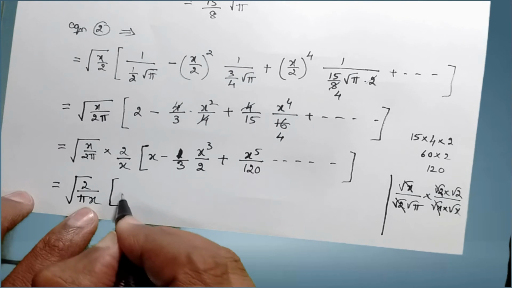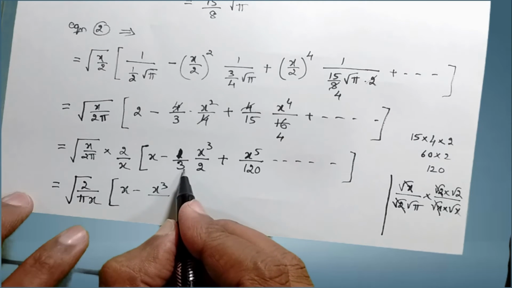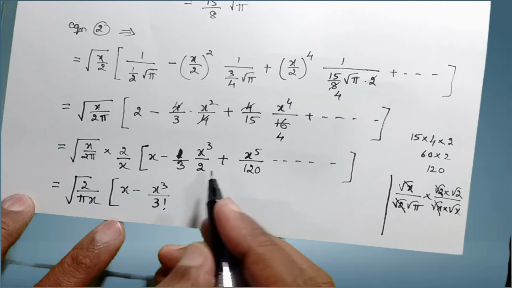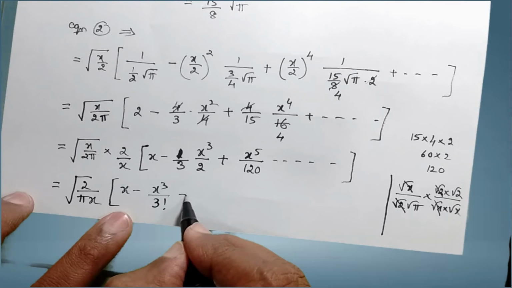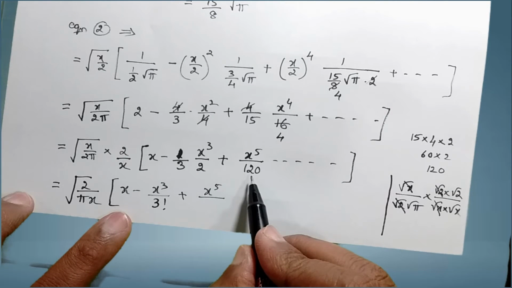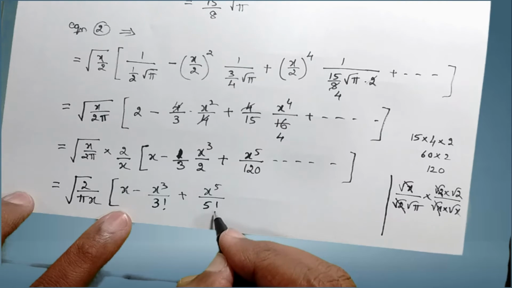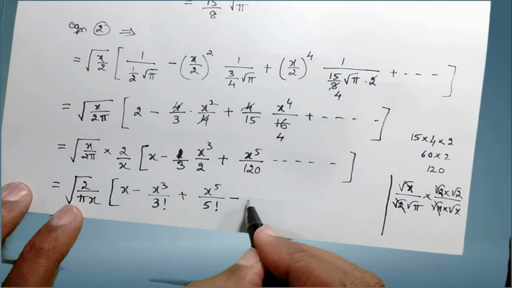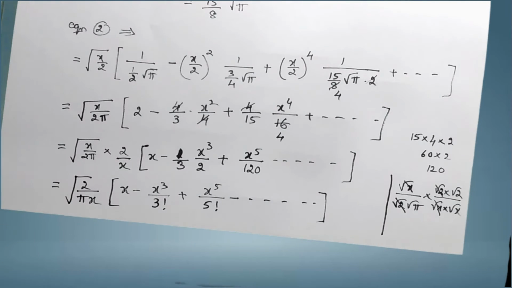Now inside you have x minus x cube by, so 3 times of 2 is 6. So can I write 6 as 3 factorial? Right, because 6 is there, 6 can be written as 3 factorial. Plus you have x power of 5 by 120. How can I write 120? 120 you can write in terms of 5 factorial. You can just check it. 5 factorial will be 120, and then the rest of the terms will be getting alternate positive and negative terms.